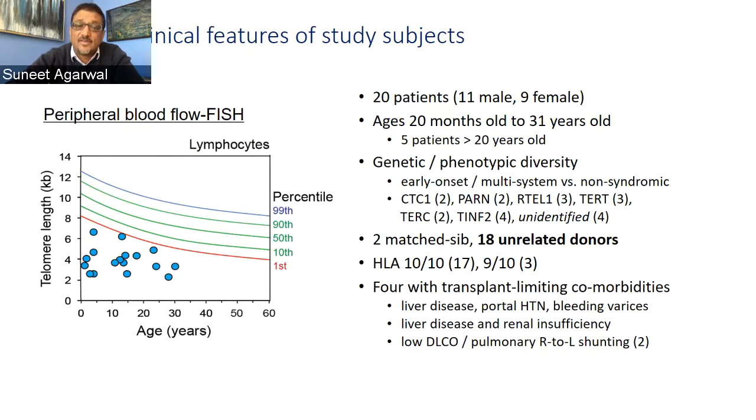Most of them were 10 out of 10 matched, and 3 of them were 9 out of 10, even though 7 out of 8 would have been acceptable. This was the matching that was being done in this era.